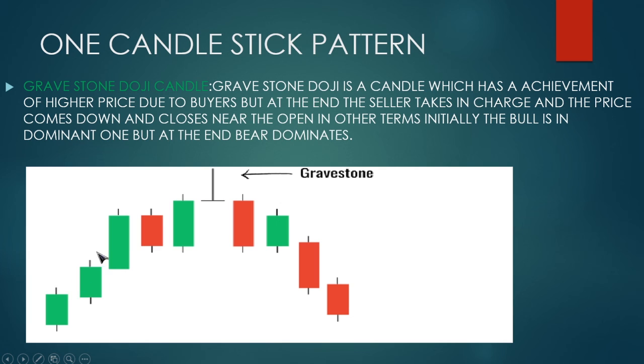What does it mean? In an uptrend, when a gravestone doji is formed, here the buyer is being dominated, being suppressed by the seller. So when a candle closes below this level, then we could expect a downtrend. So the gravestone doji is nothing but the seller dominating. This is very important.